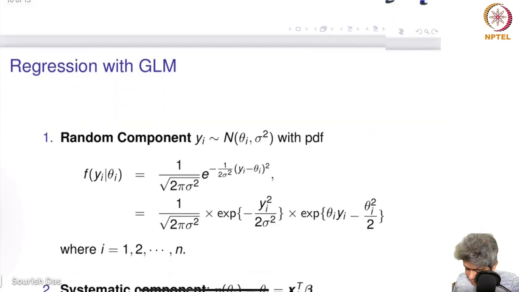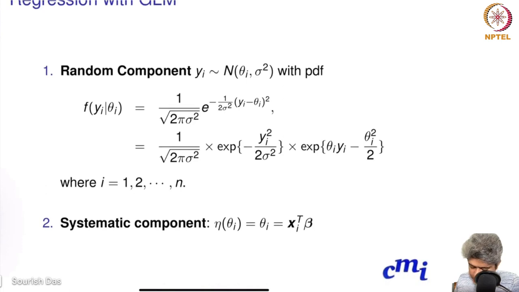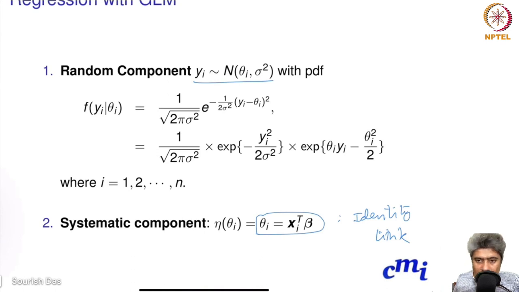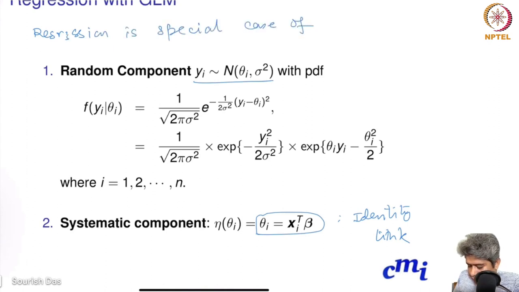Now regression with GLM is simply: you say y follows normal theta_i, sigma square, and then theta_i equal to xi transpose beta. It's called the identity link. Very simple. That's how simple regression works in the GLM framework. So simple regression is a special case of GLM.